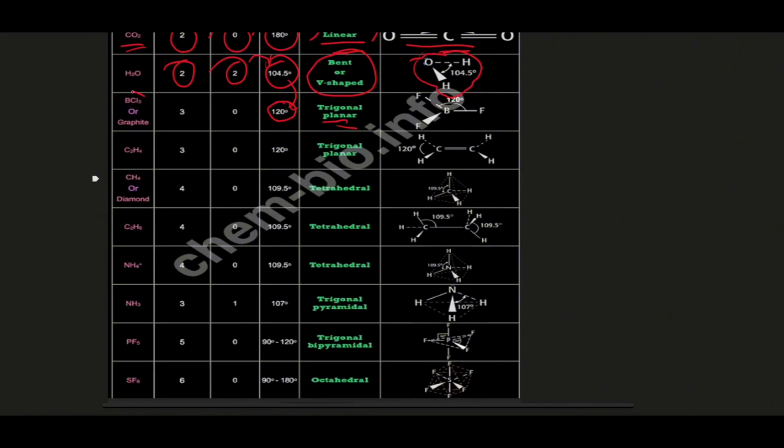Oh, by the way, BCl3. These are just examples of the molecules. It's not like BeF2 is the only linear molecule. There could be others as well, say for instance, MgF2. It could be that as well, right? In that case, magnesium will be the central atom. Am I clear about what I'm trying to say? Okay, so that's how it basically goes.